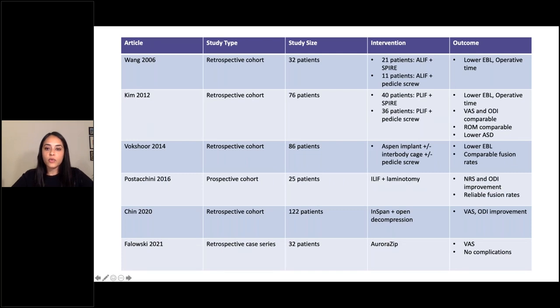This is a busy table, but it includes the relevant studies that I'm going to cover in this talk. While I was unable to find prospective randomized controlled trials evaluating the efficacy of interspinous fixation alone, these studies suggest interspinous fixation in combination with lumbar decompression or other surgical interventions is effective and may carry lower intra-op risk, so should be considered especially for patients with other medical comorbidities that may prevent them from getting an open fusion. Next slide, please.